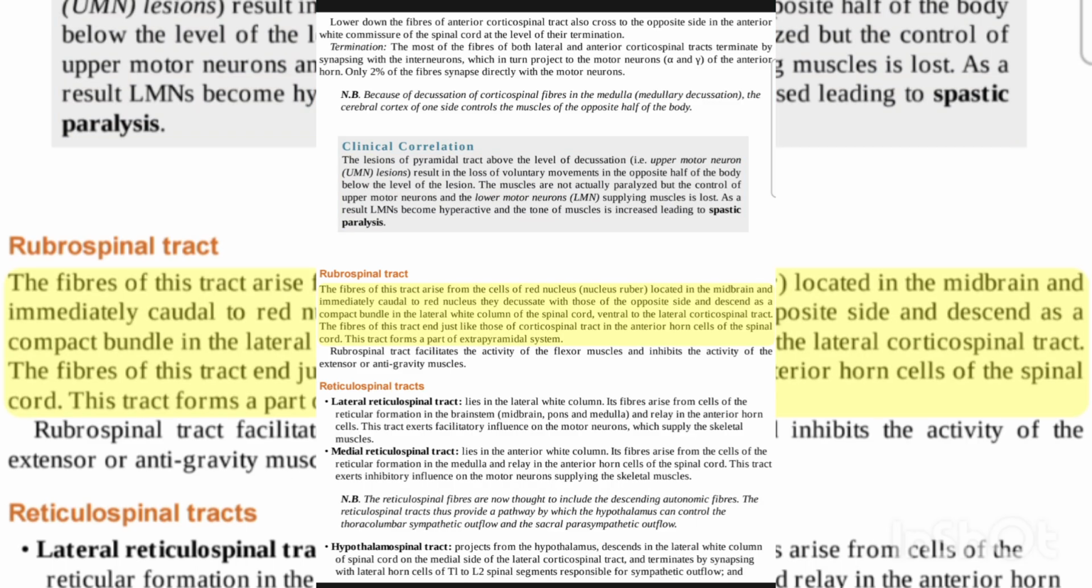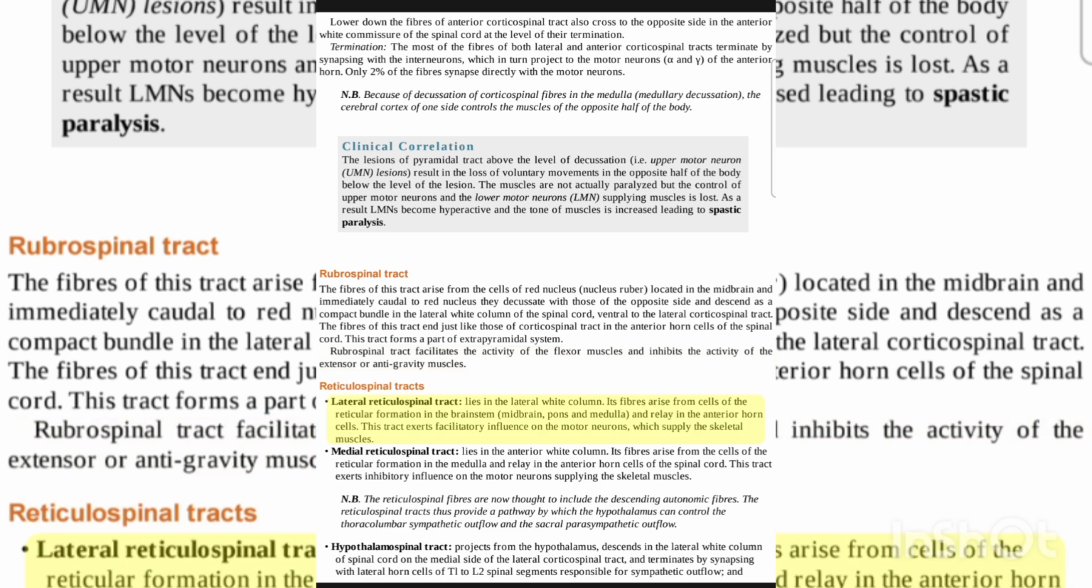The fibers of this tract arise from the cells of the red nucleus, nucleus ruber, located in the midbrain and immediately caudal to the red nucleus. They decussate with those of the opposite side and descend as a compact bundle in the lateral white column of the spinal cord, ventral to the lateral corticospinal tract. The fibers of this tract end just like those of the corticospinal tract in the anterior horn cells of the spinal cord. This tract forms a part of the extrapyramidal system. Rubrospinal tract facilitates the activity of the flexor muscles and inhibits the activity of the extensor or anti-gravity muscles.